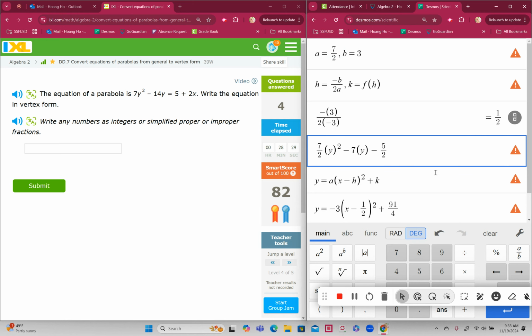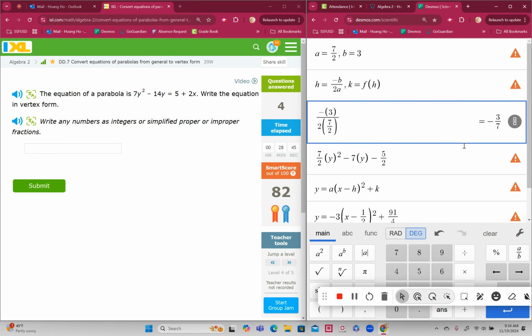All right, so here we go. Now I need to substitute b equals 3, which I got correct, but the a is 7 over 2, so I change this to 7 over 2. You can see the calculator will take care of it for you. It's not a big deal. This is a horizontal parabola, so this is actually the k, and this one actually is the h.